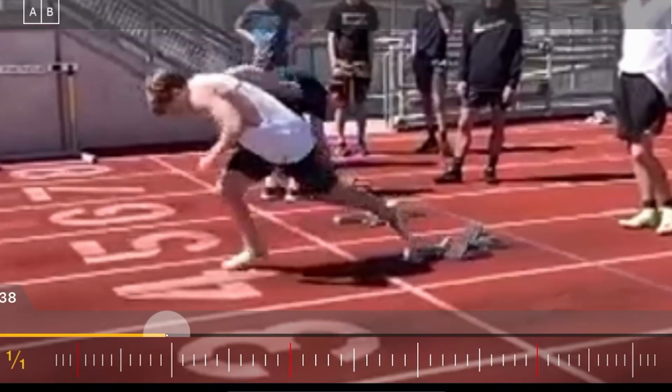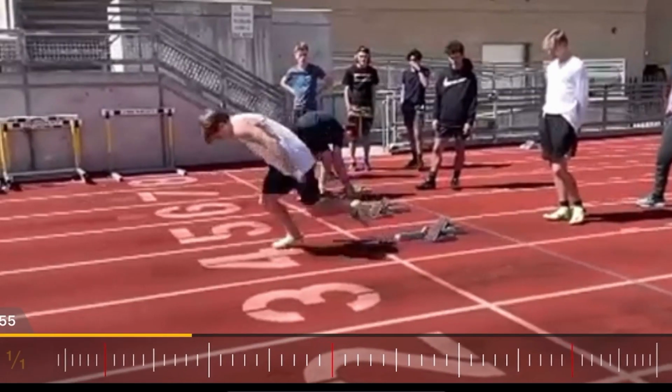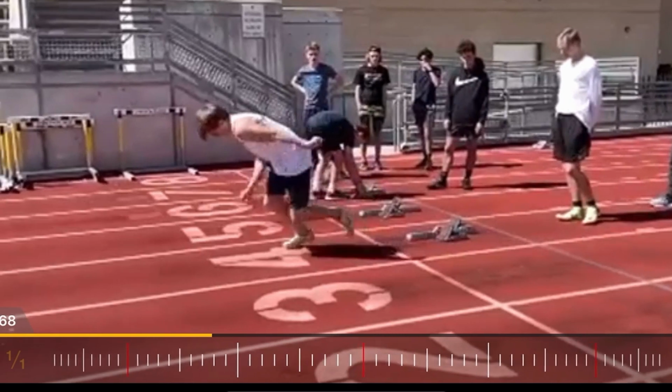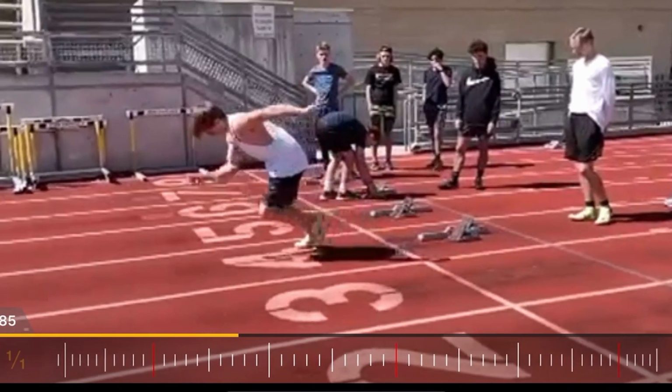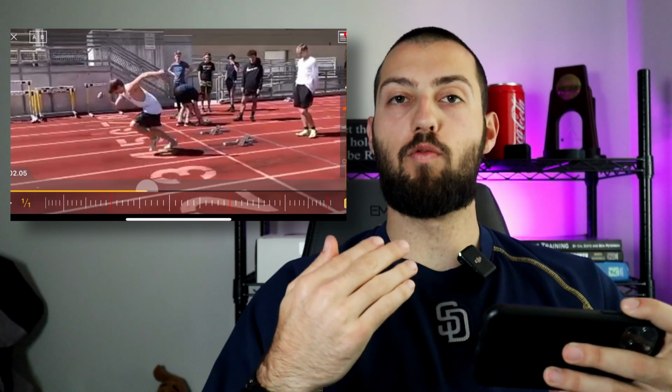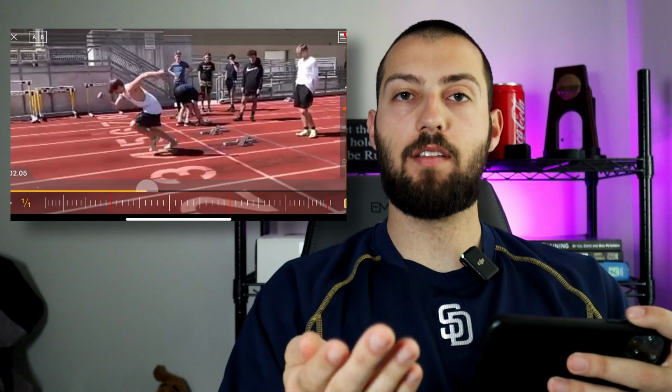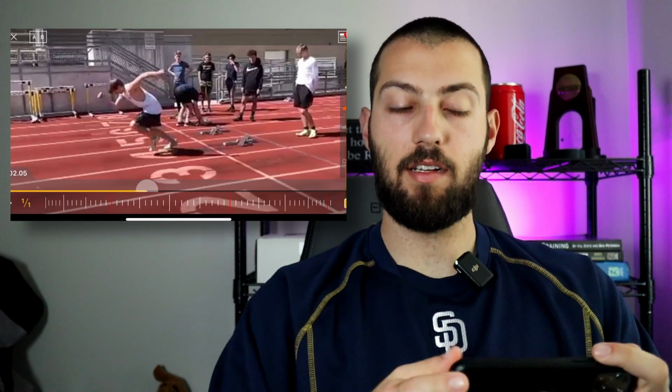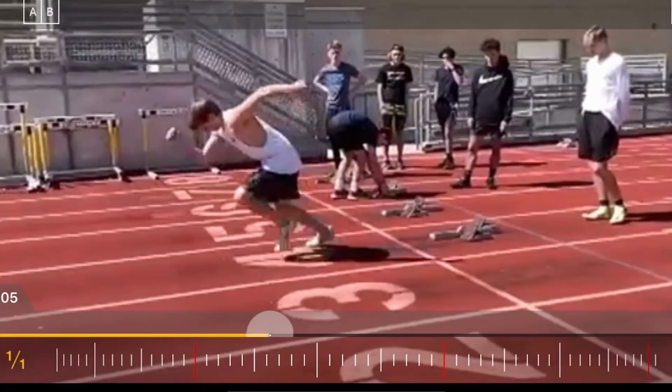So then that's going to lead us to have a way longer ground contact, a bunch of collapse, because when we're in front of our body with our foot strike, we have to wait and kind of roll over that foot to then get in front to create an angle to then push again.